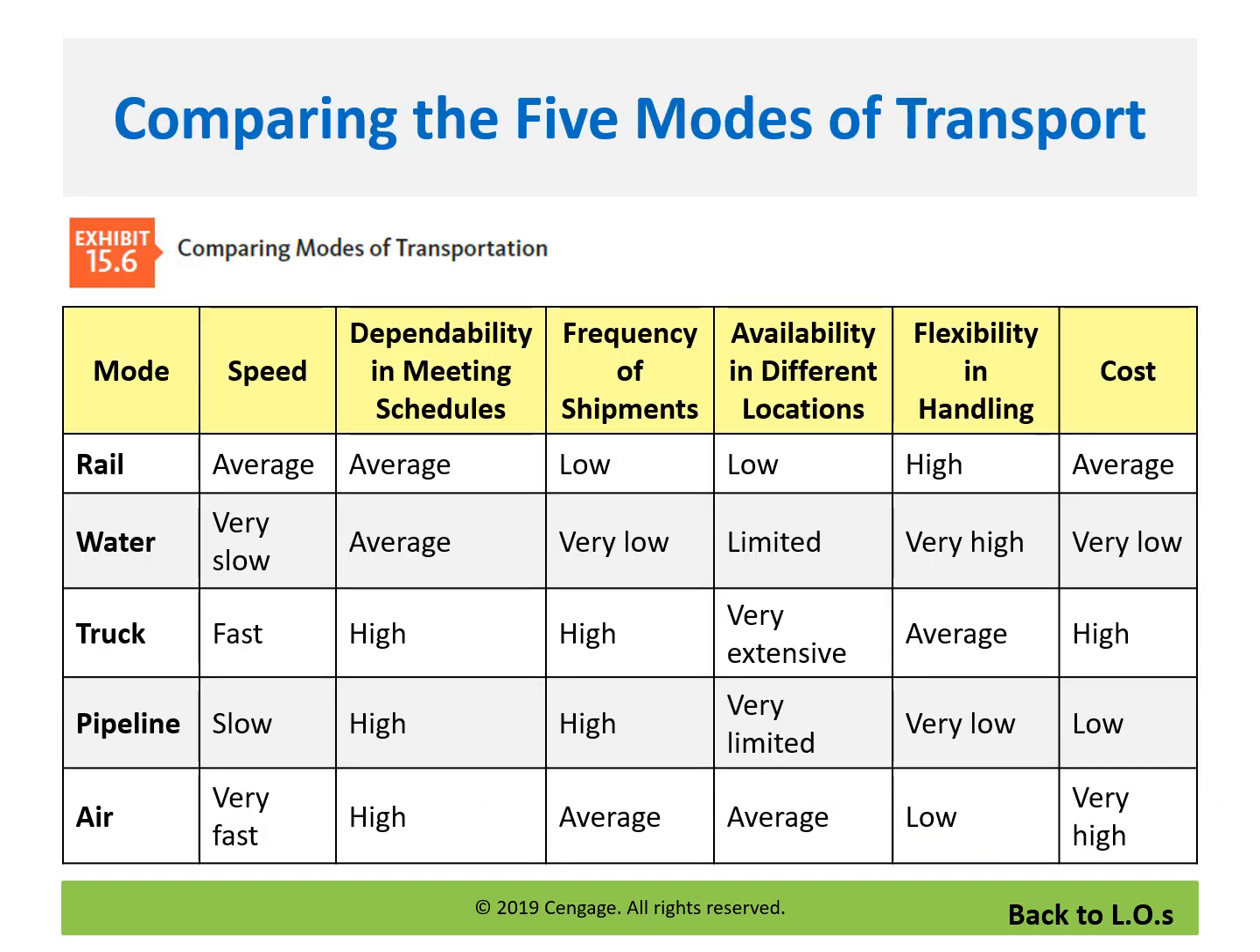This table shows the relative comparison of the five modes of transportation in terms of speed, dependability in meeting schedules, frequency of shipments, availability in different locations, flexibility in handling, and cost.